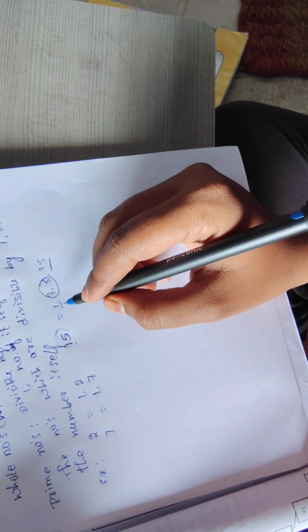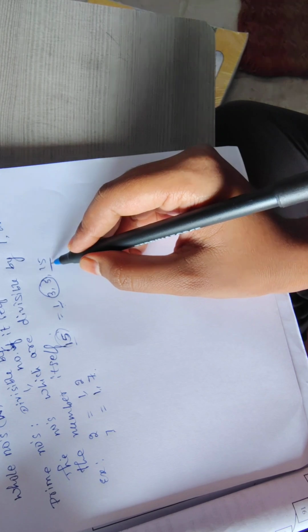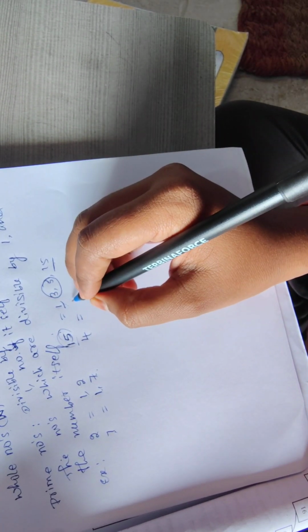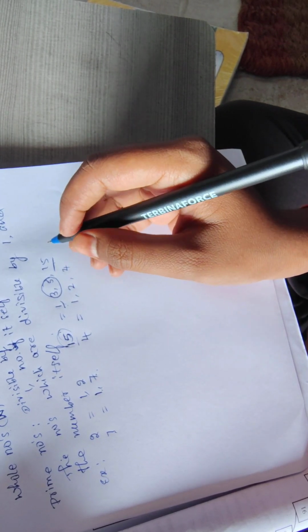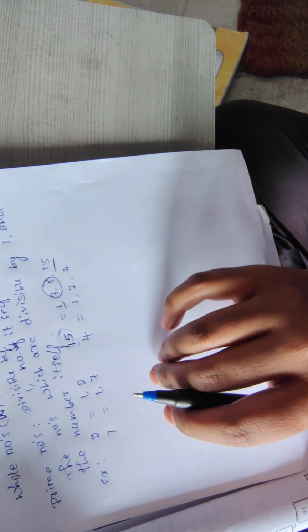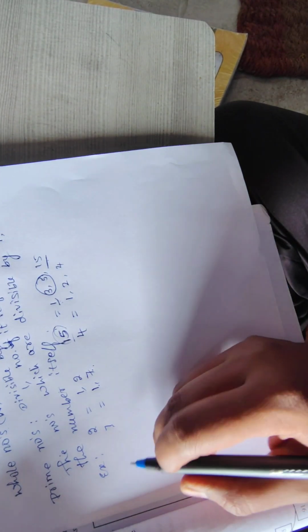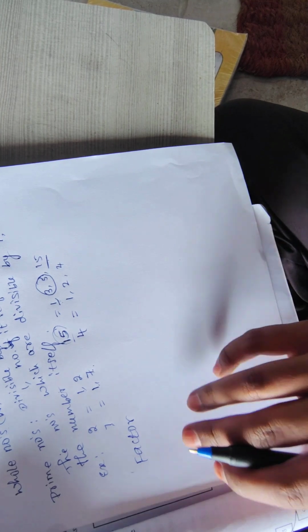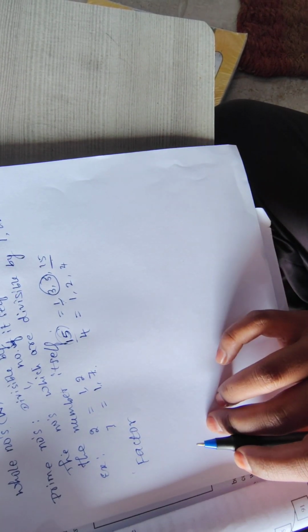Clear? So what are composite numbers? The reverse of it. The numbers which have more than 2 factors. Suppose you take 4. What are the factors of 4? 1, 2, 4. Do you know the actual meaning of factor and divisor? See children, whenever we use the term factor, it should divide the number completely. That is, the remainder should be 0.